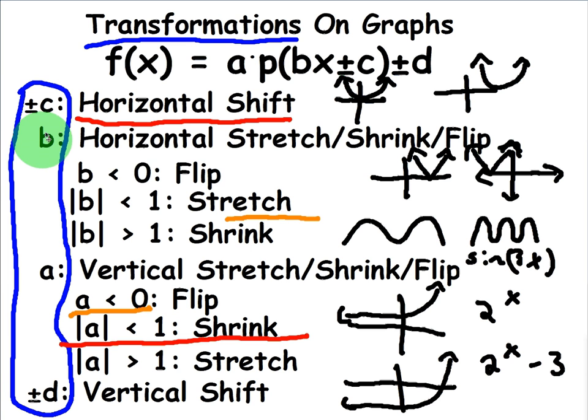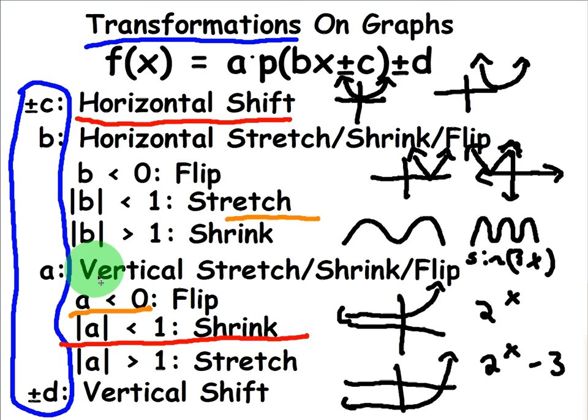So first of all, we're going to do c. Okay. Next, we're going to go to b, which is a horizontal stretch, shrink, flip. Remember, if b is less than 0, it will flip. If the absolute value of b is less than 1, meaning if it's a fraction, it will stretch. And if the absolute value of b is greater than 1, it will shrink. All you need to do, though, is just divide by b. Okay. So to reiterate, do the opposite of c and then divide by b to your original x values. Here's an example of a horizontal shrink right here, sine of 3x.